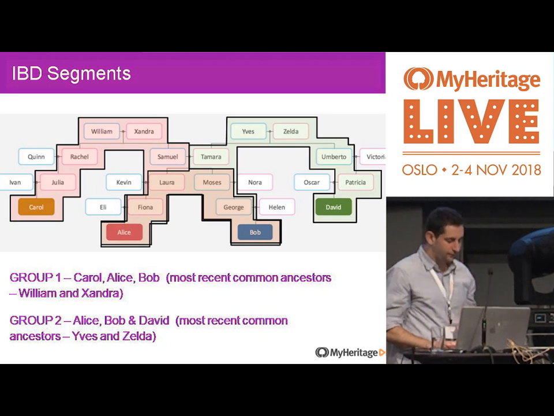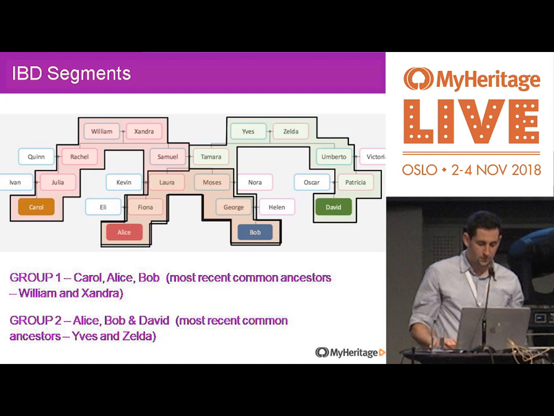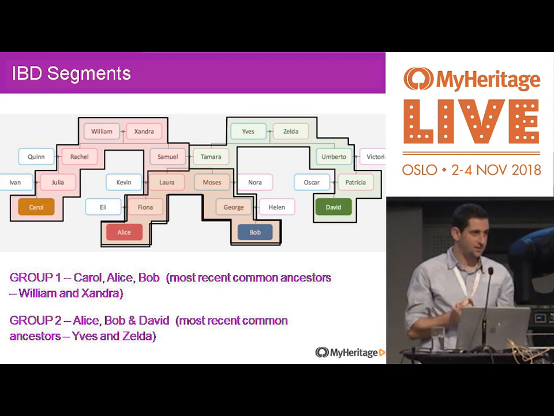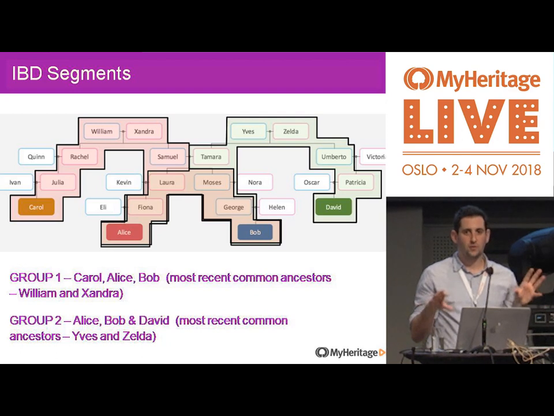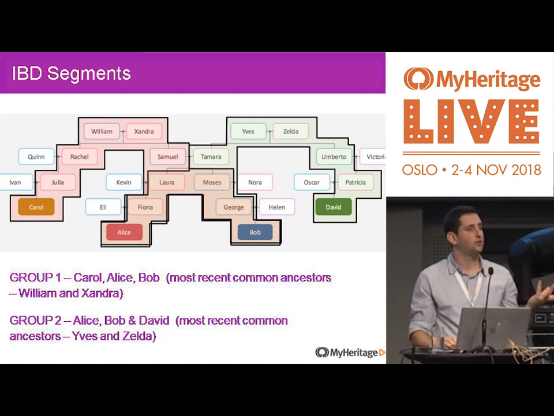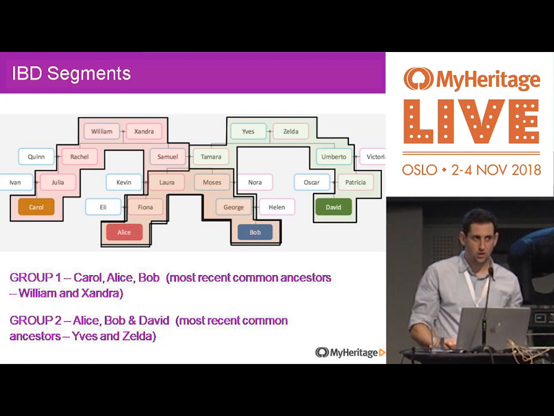The one on the left, of Carol, Alice, and Bob, their most recent common ancestors are William and Xandra. And there's another group on the right, of Alice, Bob, and David, where the common ancestors are Eve and Zelda, different people. So they exist in the same family tree, but their common ancestors are not the same. And we're able to find here three triangulated groups of people that share.